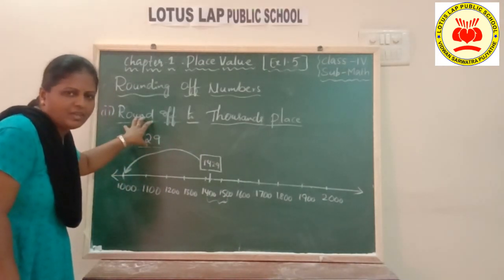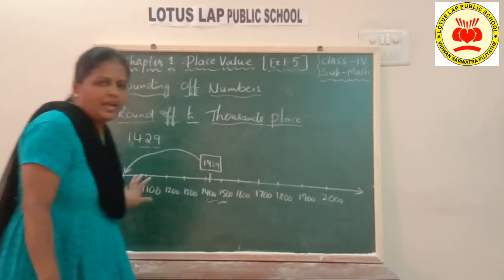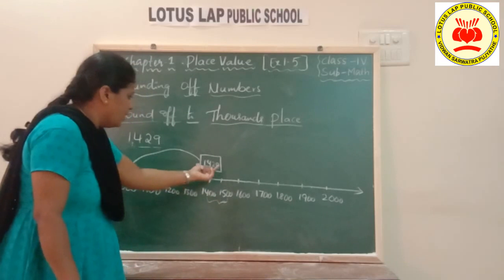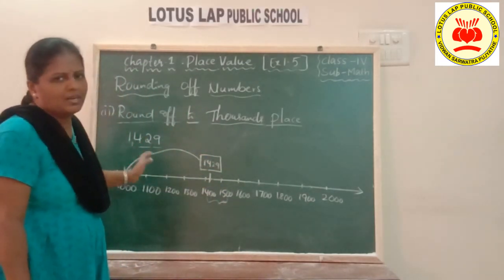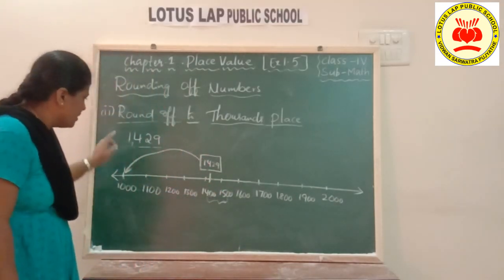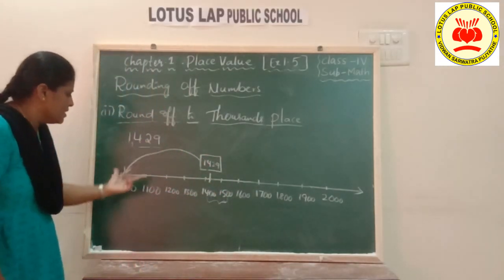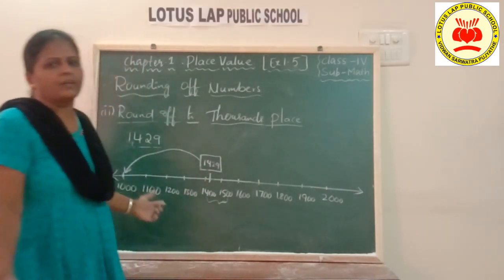Identify first which two thousands the given number is lying between. Draw a number line and mark the numbers. And identify where the number is exactly and to which side it is closer, left or right. So that you can do and write down, children. So 1429 is rounded off to 1000 this time.